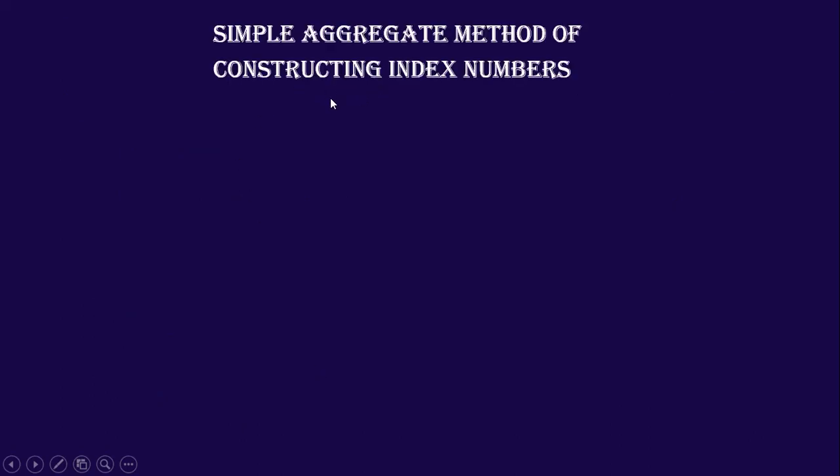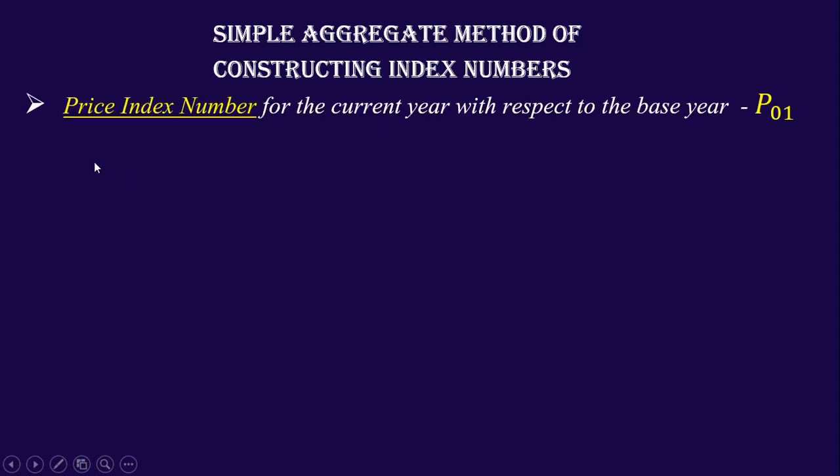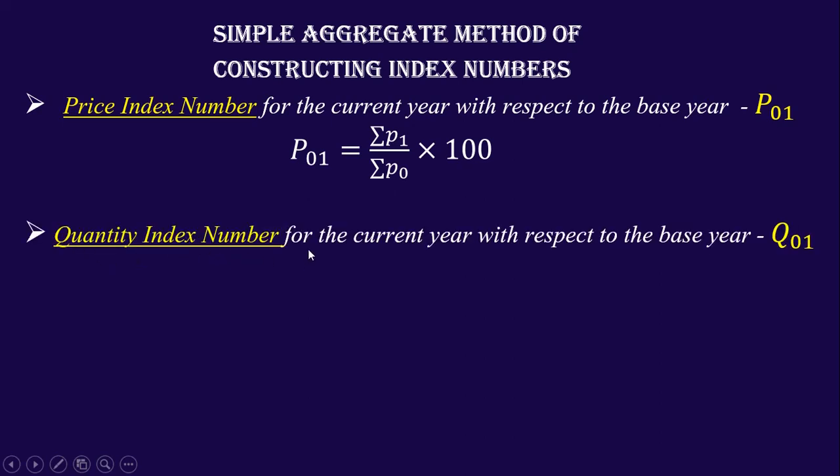Simple aggregate method of constructing index numbers. Price index number for the current year with respect to base year is denoted by capital letter P and subscript 01. It is given by P01 is equal to summation P1 upon summation P0 into 100. Quantity index number for the current year with respect to the base year is denoted by Q01. It is given by Q01 is equal to summation Q1 upon summation Q0 into 100.